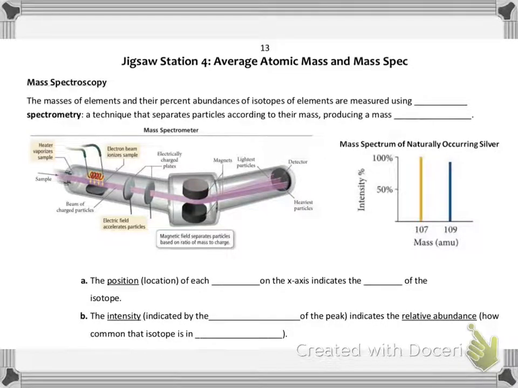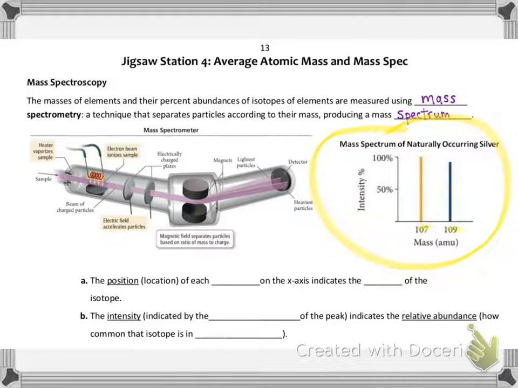Let's talk about average atomic mass and mass spectroscopy. Mass spectroscopy, or spectrometry, either is acceptable, is what we use to measure the masses of elements and the percent abundances of their isotopes. The data produced from this type of experiment is called a mass spectrum. Luckily, you don't actually have to know how a mass spectrometer works, but you do need to know how to read a mass spectrum. In a given mass spectrum, like this example of silver, you will see multiple peaks, usually.